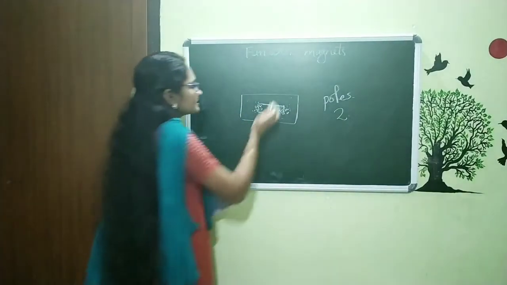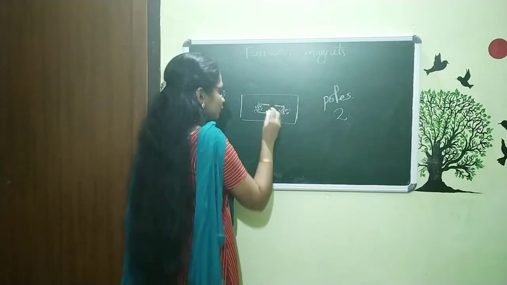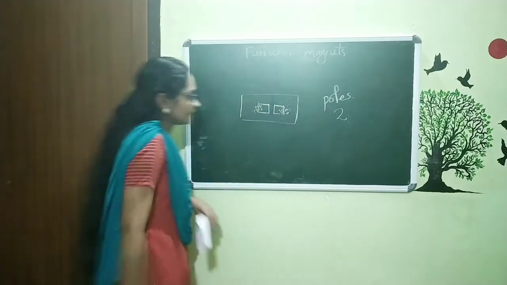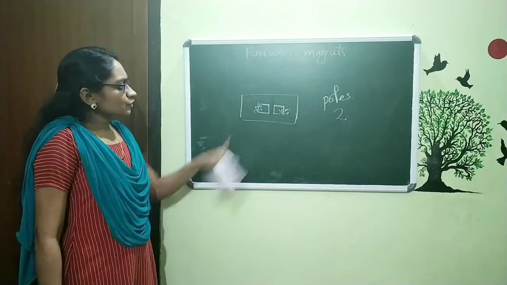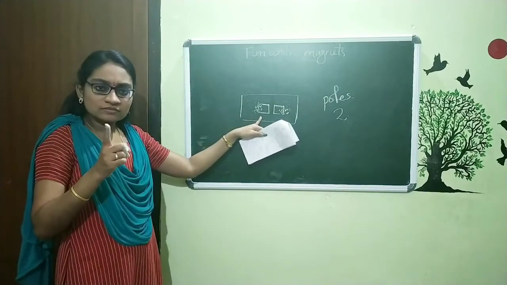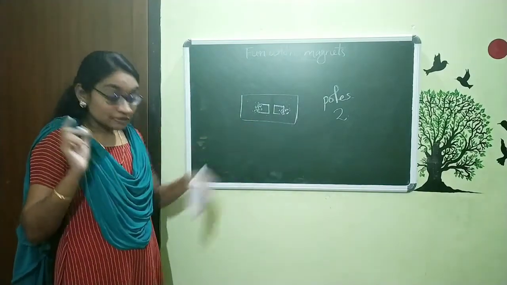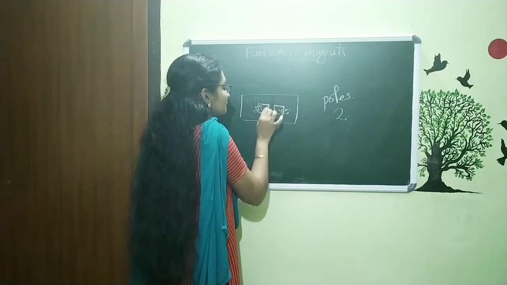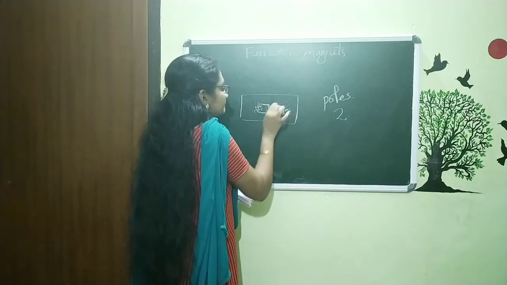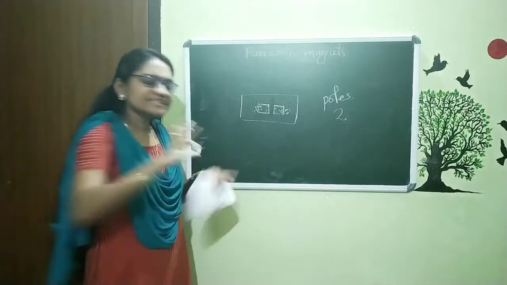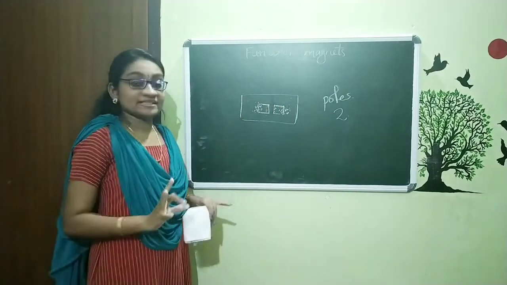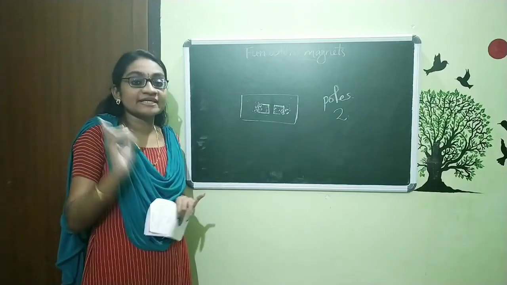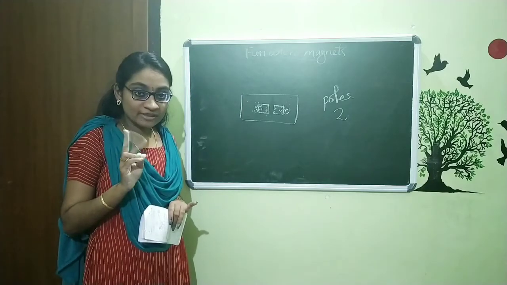And now I am cutting this magnet into 2. Now this is one magnet and this is one magnet. Does this magnet have one pole? No. Now you can see the iron filings are getting attracted at this point and this point. Whatever the size, whatever the shape, no problem, always and always we will get 2 poles for the magnet.